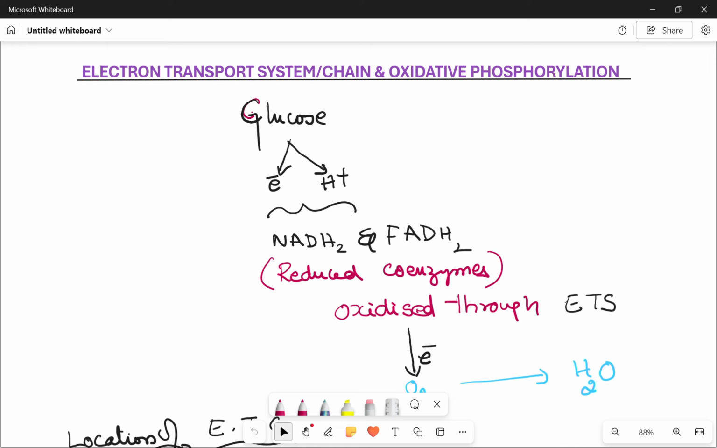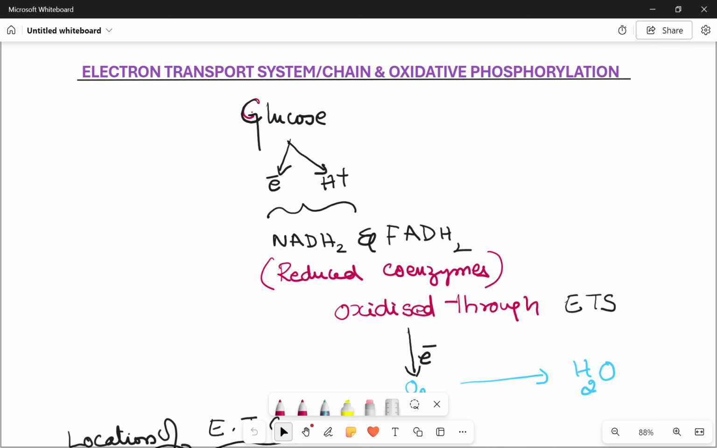Good morning, students. Today we are going to learn about the electron transport system or electron transport chain along with oxidative phosphorylation. We have seen photophosphorylation in photosynthesis. So in respiration, oxidative phosphorylation. So what is this electron transport system or electron transport chain? Why should electrons be transported?